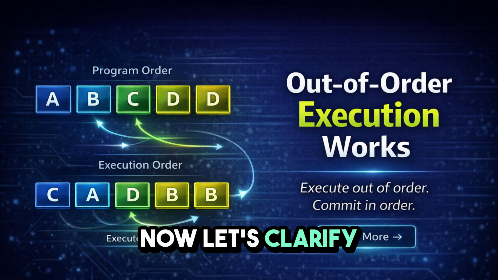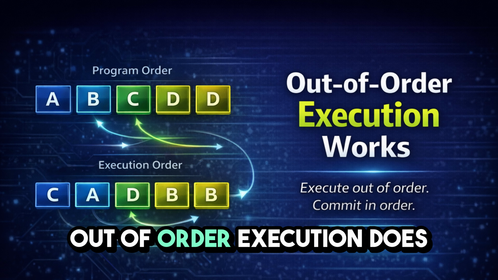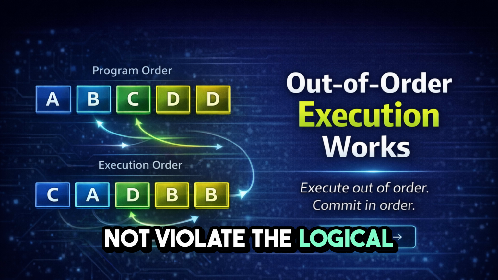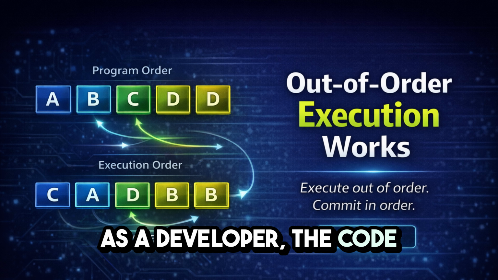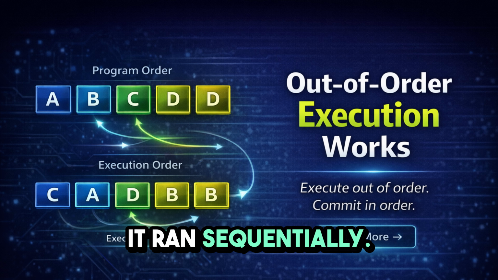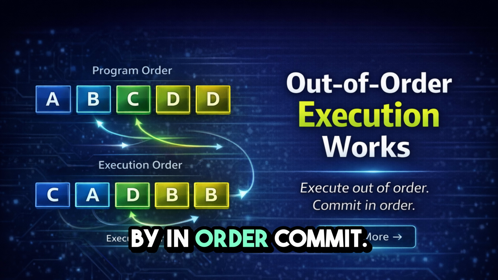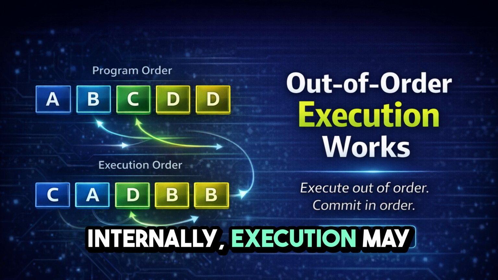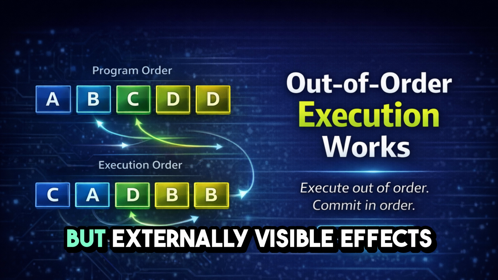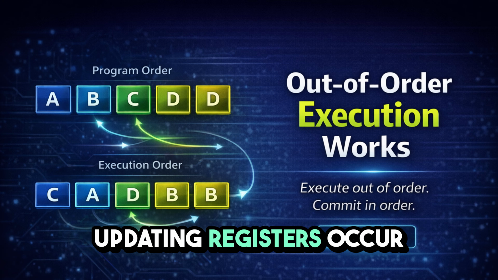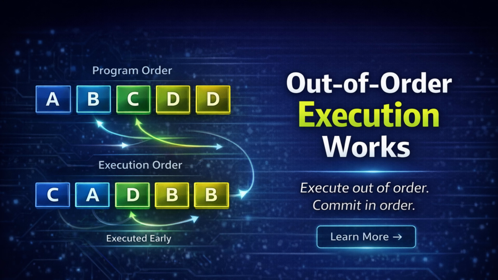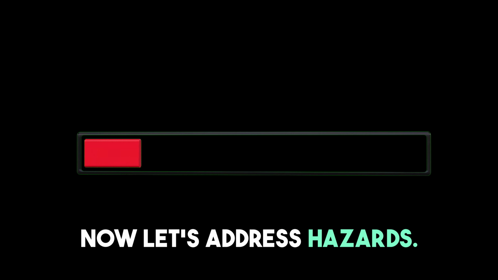Now let's clarify something important. Out-of-order execution does not violate the logical structure of your program. From your perspective as a developer, the code still behaves as if it ran sequentially. This is guaranteed by in-order commit. Internally, execution may be rearranged, but externally visible effects, like writing to memory or updating registers, occur in the correct order.